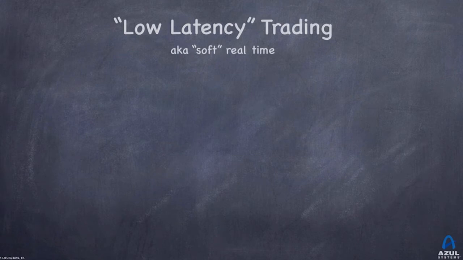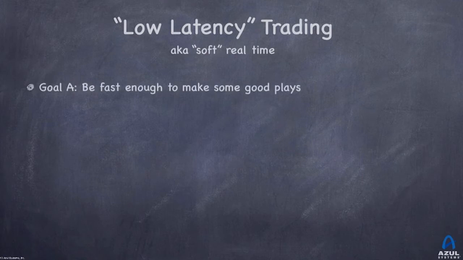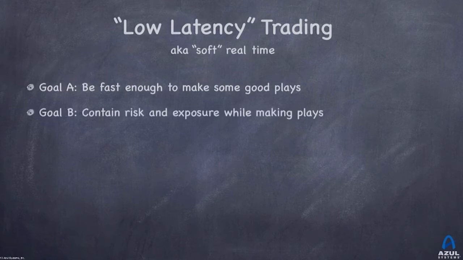So let's get into places where we have a little more. We don't just care about ringing the bell. We don't just care about the worst case. One was what the best case was, and we win. One was the worst case, and we die if we don't get it. Soft real-time environments like trading, telco, messaging are often like this. We need to be fast enough to make some good plays. I'm looking at trading specifically here. We want to win sometimes. We need to be fast enough to do that, and we also need to contain the risk and exposure of bad plays. So we can win some, but the amount we lose and how we lose, we need to control that.